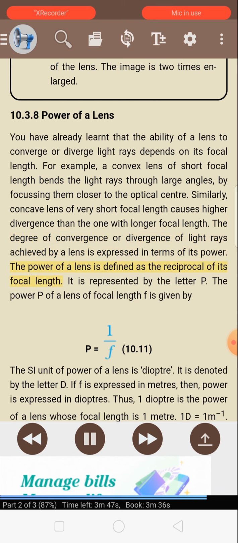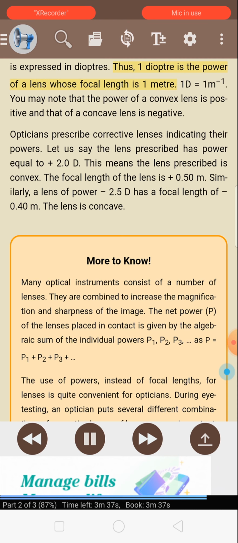The degree of convergence or divergence of light rays achieved by a lens is expressed in terms of its power. The power of a lens is defined as the reciprocal of its focal length. It is represented by the letter P. The power P of a lens of focal length f is given by P equals 1/f. The SI unit of power of a lens is diopter. It is denoted by the letter D. If f is expressed in meters, then power is expressed in diopters. Thus, 1 diopter is the power of a lens whose focal length is 1 meter. 1 D equals 1 meter to the power minus 1.